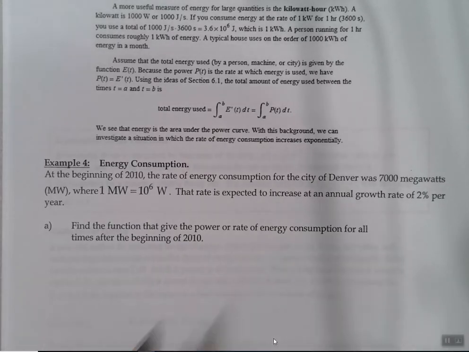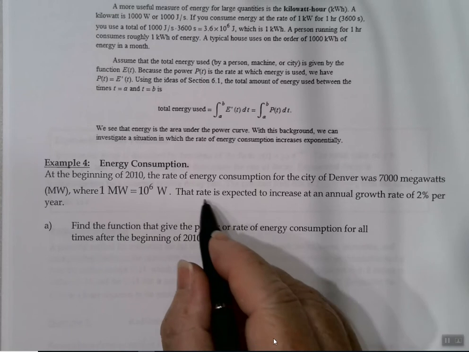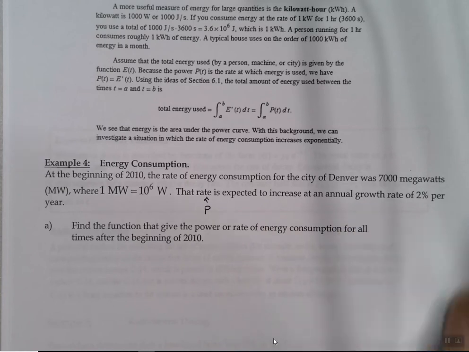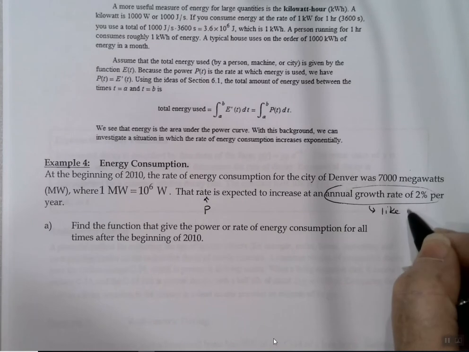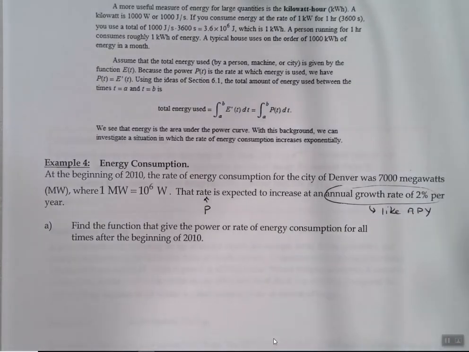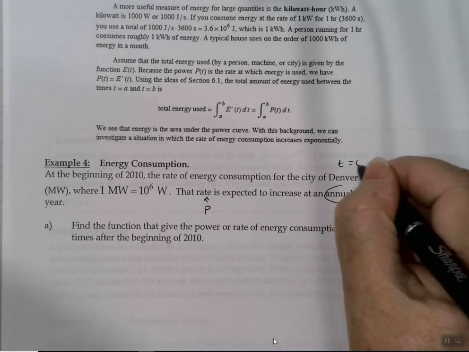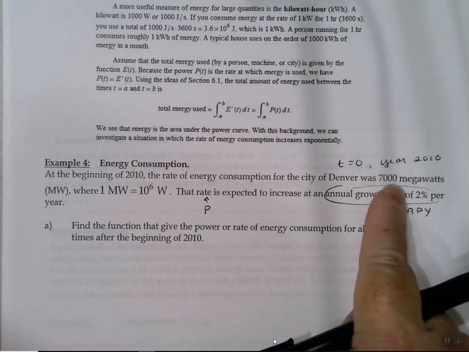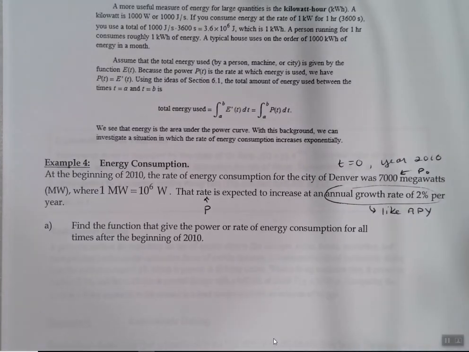All right, so let's see. We know a few things. First of all, we know the rate, that is the power function, is expected to increase at an annual growth rate. Notice annual growth rate. This is like the APY. It's annual. It's not the continuous growth rate. It's the annual growth rate. And we also know that at the beginning, we'll call t equals 0, the year 2010. So when t equals 0, we know that the initial power, P naught, was 7,000 megawatts.